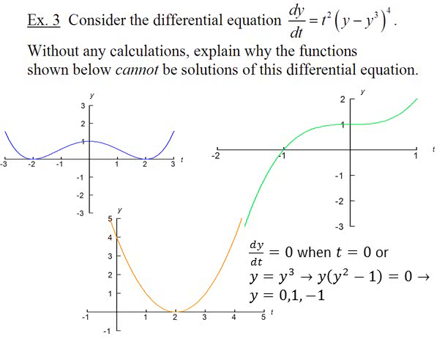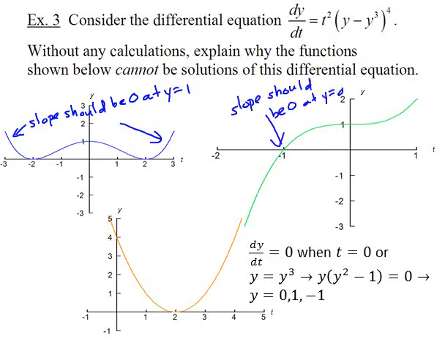So the first graph, drawn in blue, can't be a solution to this differential equation because it doesn't have a slope of 0 when y is 1. The second graph in green can't be a solution to the differential equation because it doesn't have a slope of 0 when y is 0. And the third graph can't be a solution because the slope isn't 0 when t is 0.